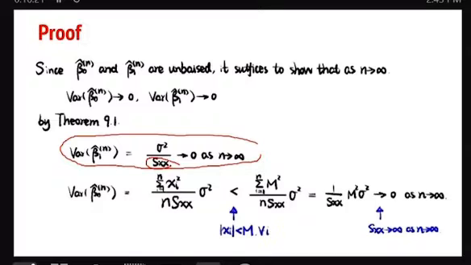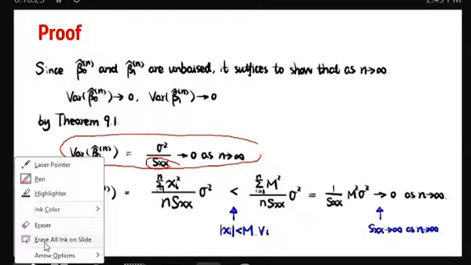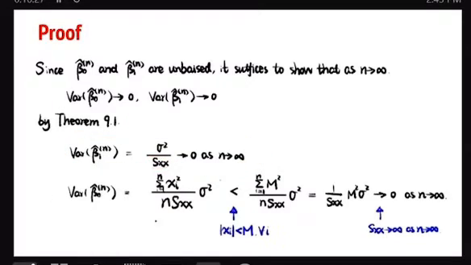What about beta naught cap? Let's take a look at the formula that we derived for beta naught cap. It has n, the sample size, in the denominator. Not only that, it has SSS. Oh my God, n tends to infinity, infinity times infinity. The whole of that is also going to converge to 0.